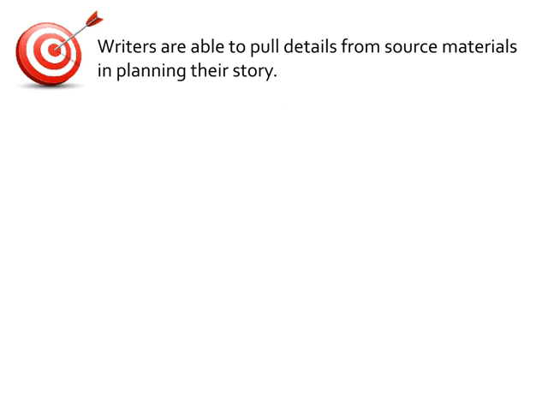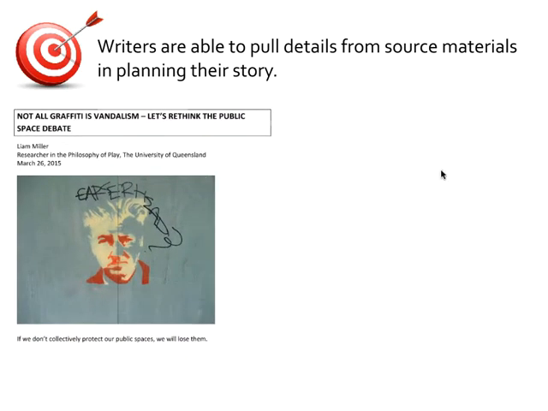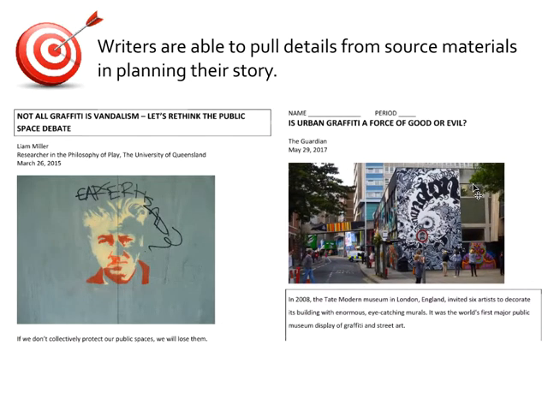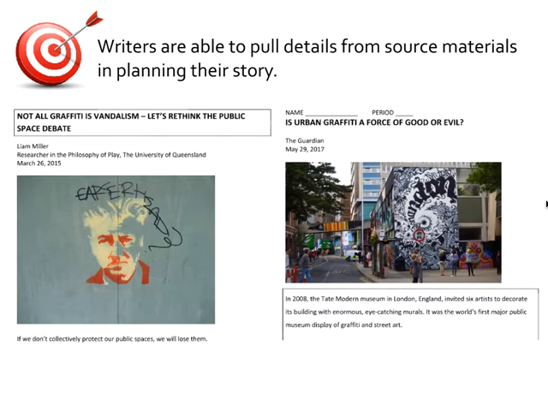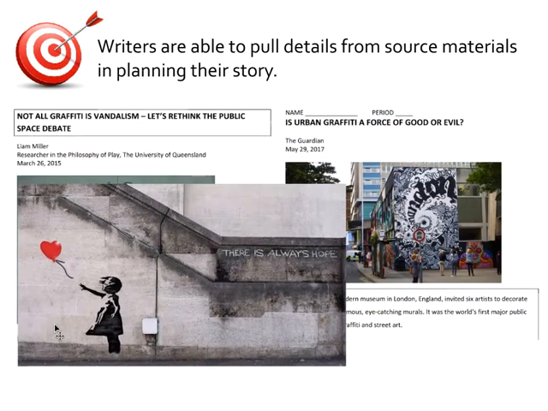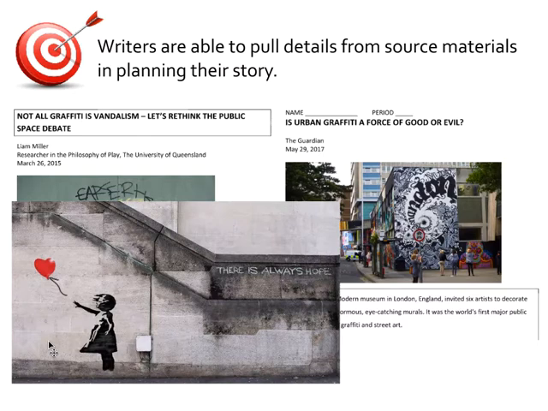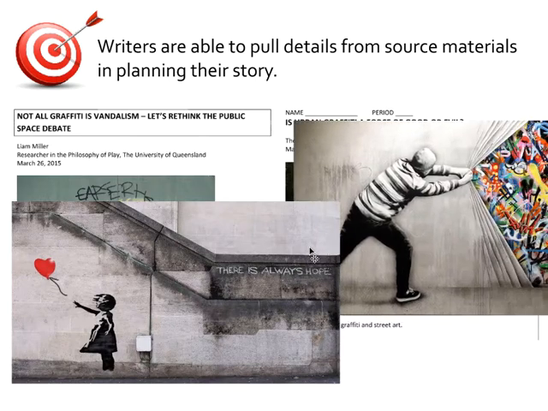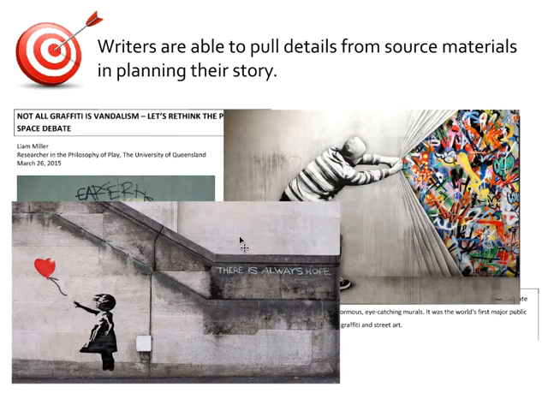So what are these source materials that we're pulling details from? Well, you have a couple that you can pull details from. You have the first article we worked with, Not All Graffiti is Vandalism. You have the article that you just recently used for your formative assessment, Is Urban Graffiti a Force of Good or Evil? You can also, however, use the images that we started this unit with when we were thinking about our opinion on whether graffiti is art or vandalism. So those two articles, as well as any of the images, can become your source materials today.